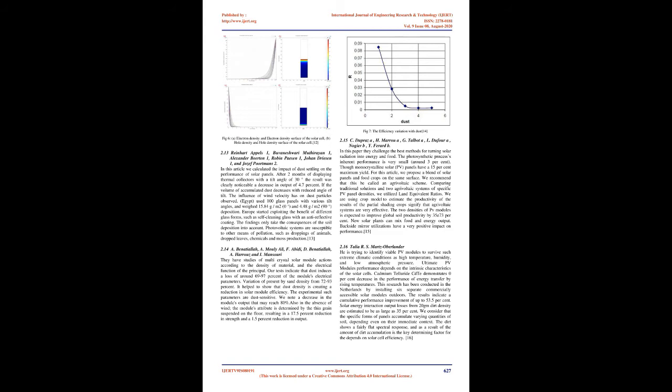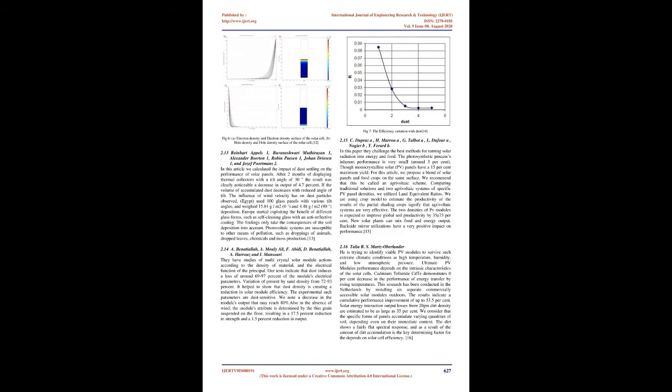13. They have studies of multi-crystal solar module actions according to the density of material, and the electrical function of the principle. Our tests indicate that dust induces a loss of around 69 to 97% of the module's electrical parameters. Variation of current by sand density from 72 to 93%. It helped to show that dust density is creating a reduction in solar module efficiency. The experimental such parameters are dust sensitive.